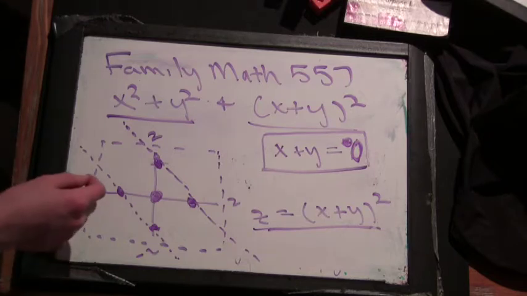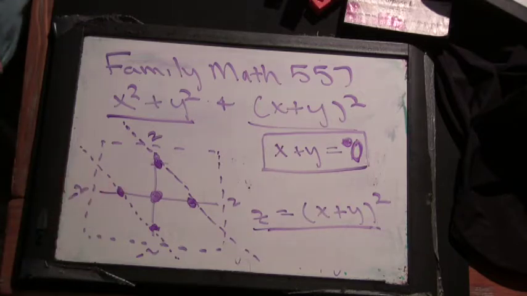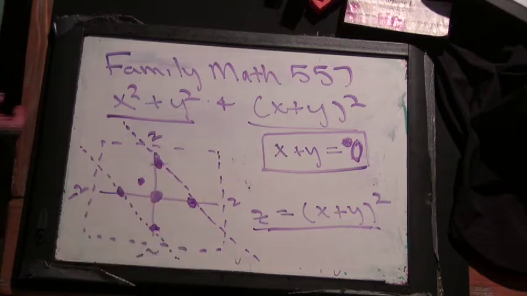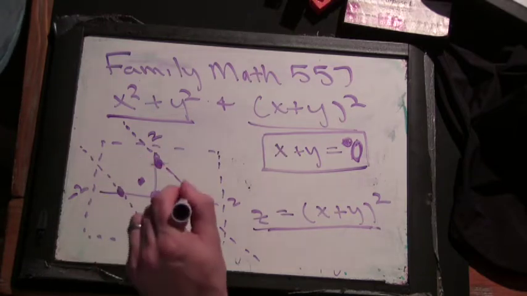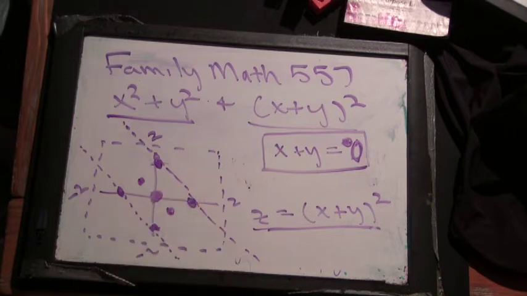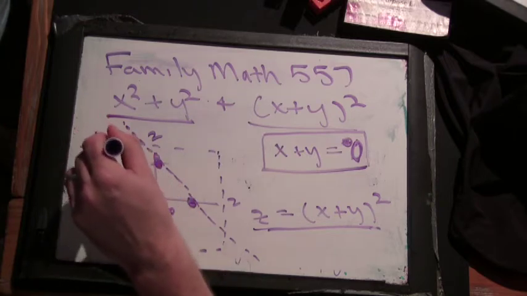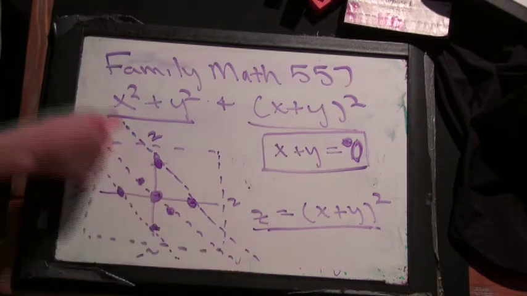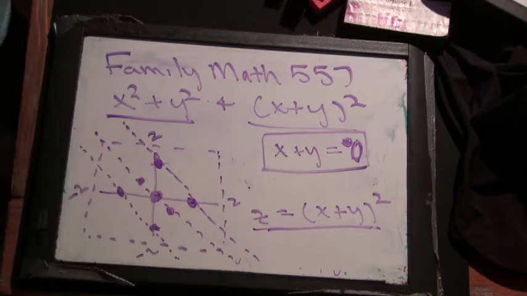Well, you could have negative a half, a half. That's there. A half, negative a half. You could also have 0, 0. And 1, negative 1. Yeah. So it's this line here. And so the height of all those points are what on our graph? 0.